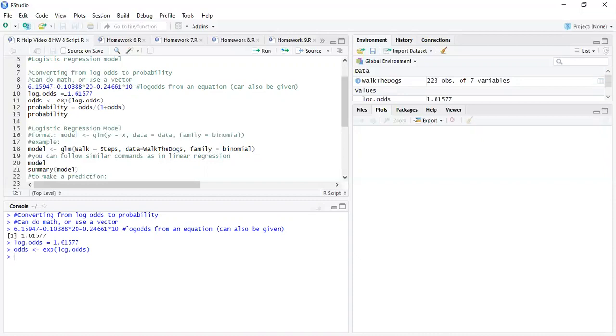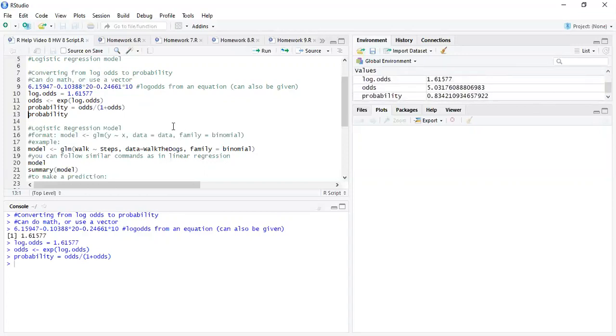After you have your odds, you can get your probability by doing odds over 1 plus odds. Don't forget to use parentheses here so that your order of operations is correct. So odds over 1 plus odds is the probability. Your probability will appear in the global environment, or you can run your probability line and it will give it to you. So the probability here is 0.834 or about 83.4%.